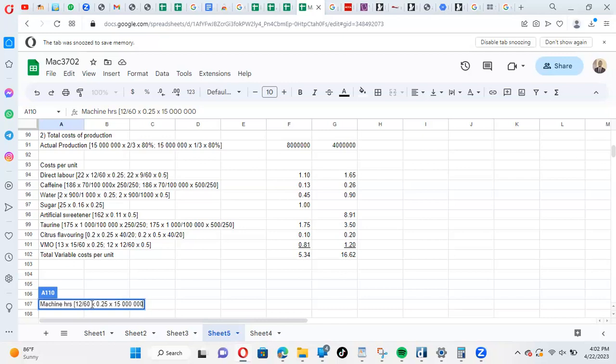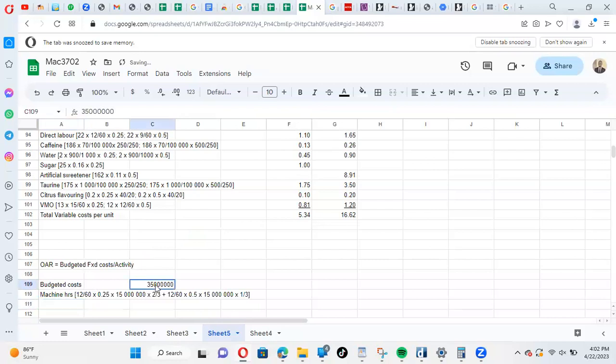Oh, no, sorry, you are right. Let's do times 15 million, but how much do we want to produce? We're budgeting to produce 2 over 3. I've just remembered that the other one is not 0.25, it's 0.5. Yes, so we need to cater for that. So 12 over 60 times 0.5 times 15 million times 1 over 3. Perfect. So let's drag this amount and put it there.